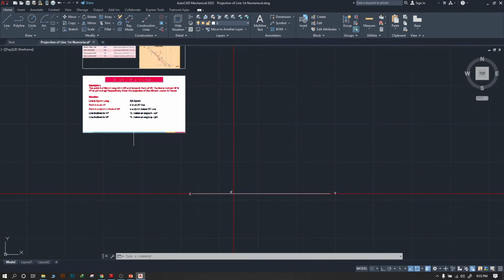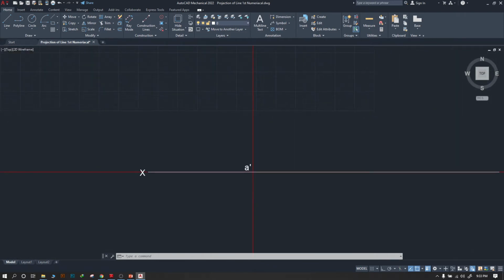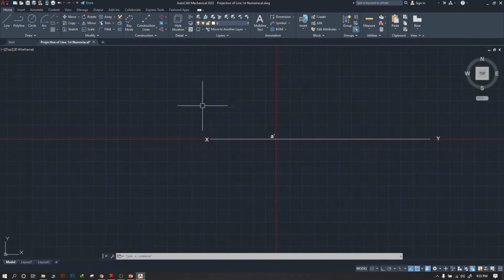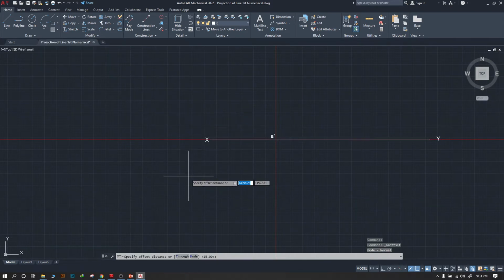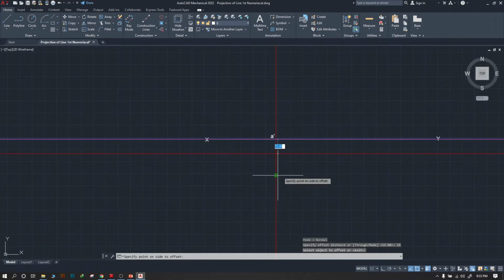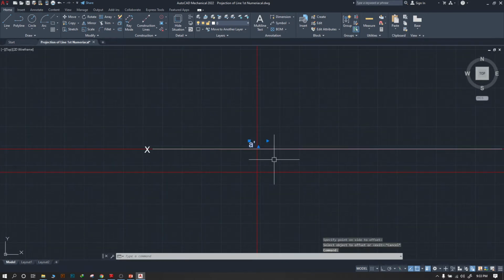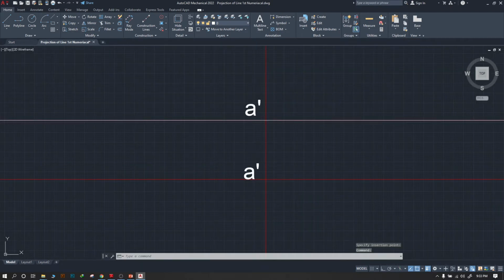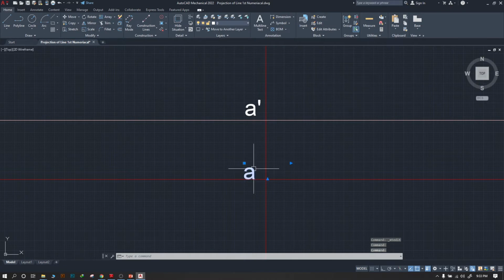Now the second information for point A is that A is 15 mm below the XY line. So we have to take the 15 mm projector line. By using the offset command, I will mark the line at 15 mm distance below this projector line. Now we will copy this letter A dash, mark it here, and edit it as a point. So we got the A point.